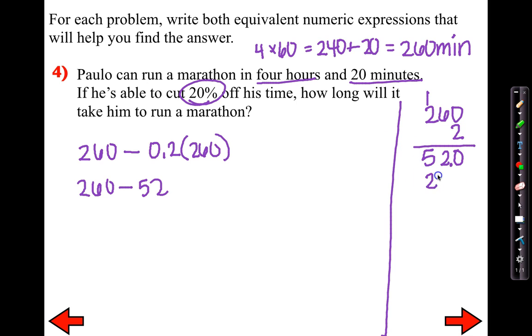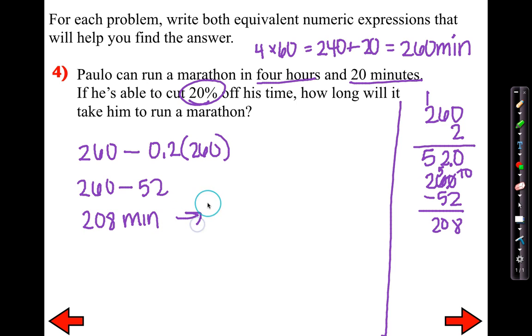If we take 260 and subtract our 52, we are going to end up with 208. So if he's able to shave off 20% of his time, he can run it in 208 minutes. Now you could take this a step further and convert it back to hours and minutes. It's just a matter of asking yourself, how many 60 minutes will fit into 208? Now, do you really have to do that? No, but let's just go ahead and practice real quick.